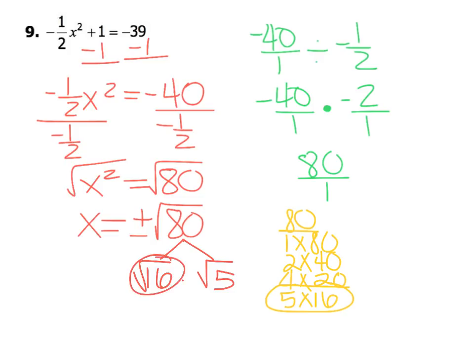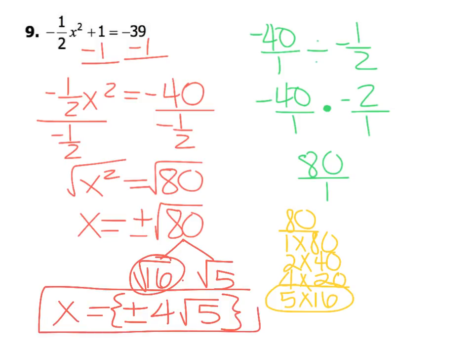All right, so we take the square root of 16 and we get 4. We remember to put the plus or minus on the outside, and we write down the rad 5 because we can't simplify that any further, and that is our solution. We write it in braces because it's our solution set, and we say that x equals plus or minus 4 rad 5.